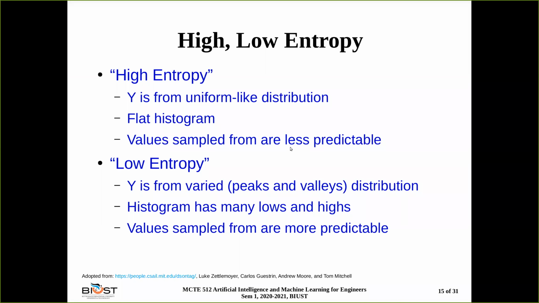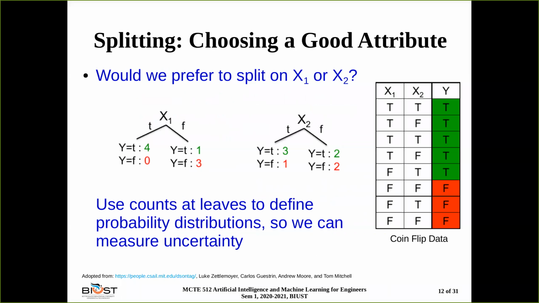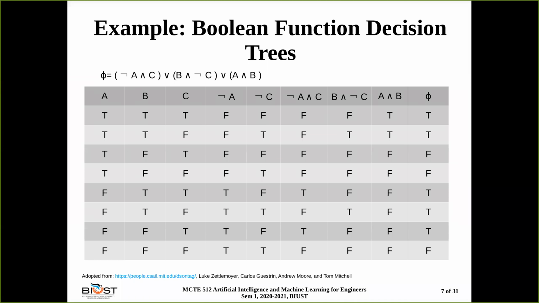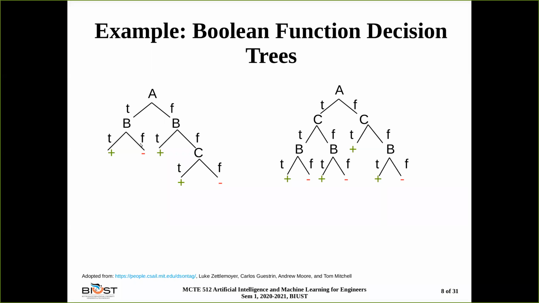The problem we were addressing last time was that when we are doing splits or branches for a given node, for example, with Boolean functions, such as phi equal to not A and C and then B, we create a Boolean table. Using that Boolean table, we can create a decision tree. In this case, there are two possible decision trees, the one on the left and the one on the right.